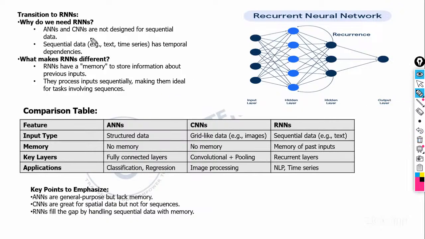So ANNs and CNNs are not designed for sequential data. What exactly is sequential data? The data which has a sequence is nothing but sequential data. Examples: text, time series data. If you take time series data, is it sequential data? Yes. The order of the data that we are going to record will be present in a sequence of time.